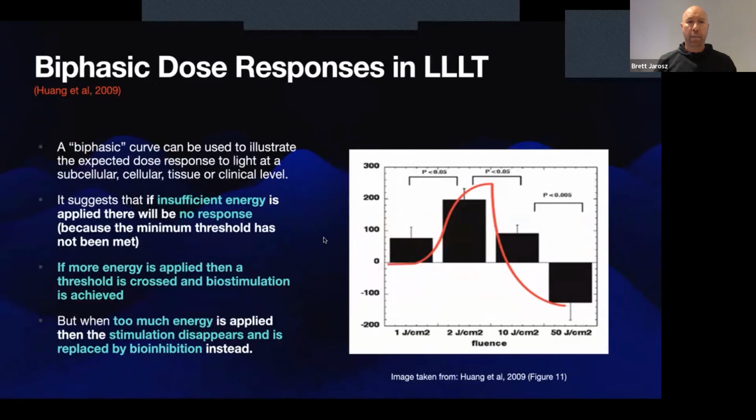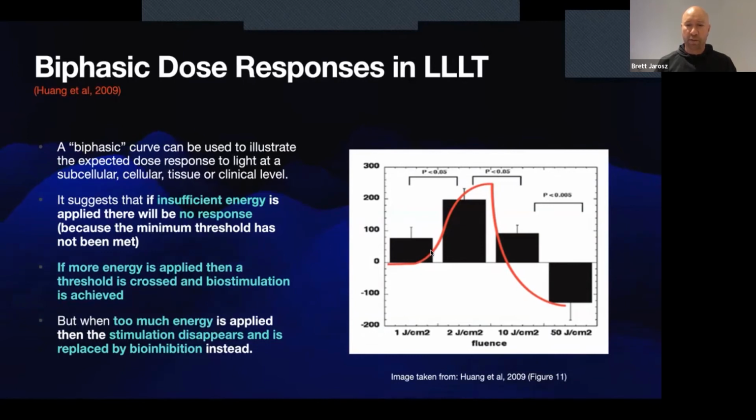And then our key aspect of energy is that biphasic dose response or hormesis that we referred to. The old terminology in this light therapy world, even in the drug world, was the Arndt-Schultz law. We now more commonly know that in today's day and age as hormesis. It suggests that if insufficient energy is applied, there will be no response. If we look at the graph in this bottom red component, this flat line, if there's not enough energy, there is no response because the minimum threshold has not been met. And then if more energy is applied, a threshold is crossed and biostimulation occurs.